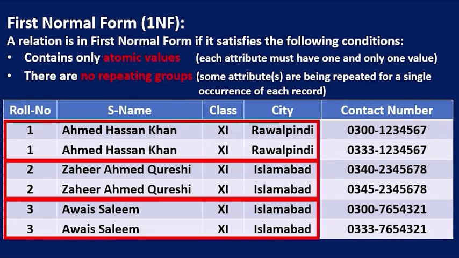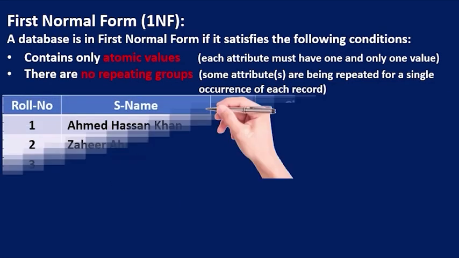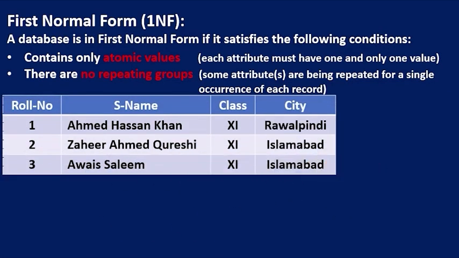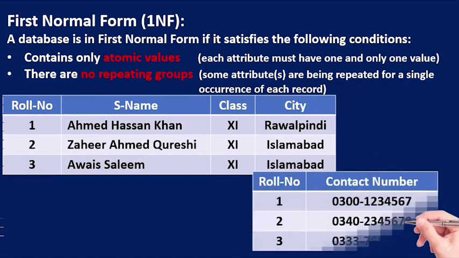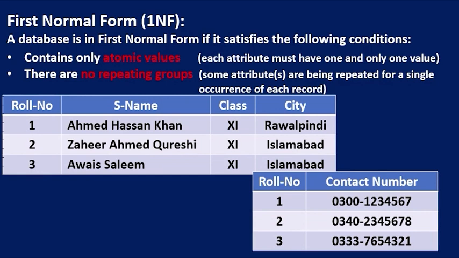In order to remove repeating groups, we will break this relation into multiple relations. Here in the student relation, roll number, name, class and city are separated, and in the contact relation, roll number and contact number are separated. Now both these relations are in first normal form because they are following the conditions of first normal form, that is, atomic values and no repeating groups.